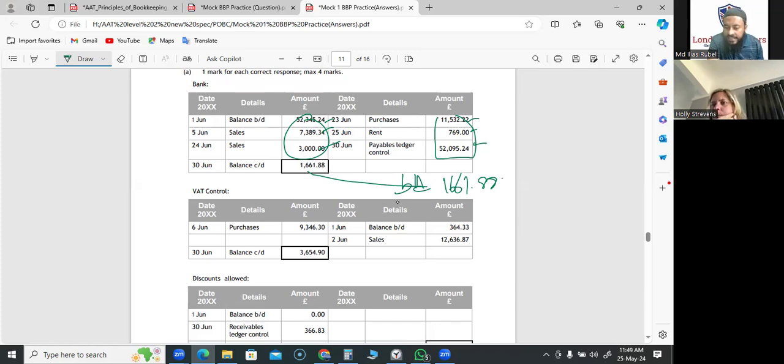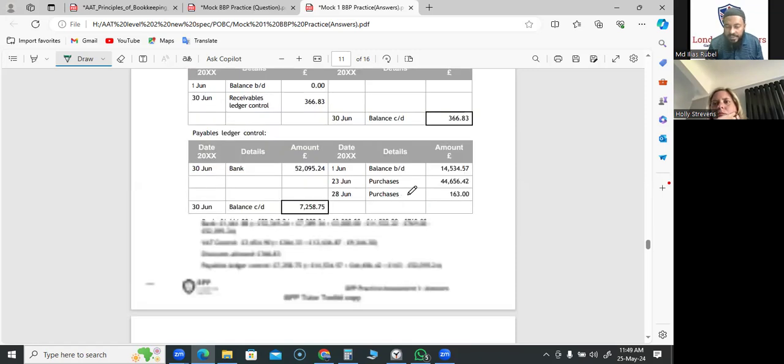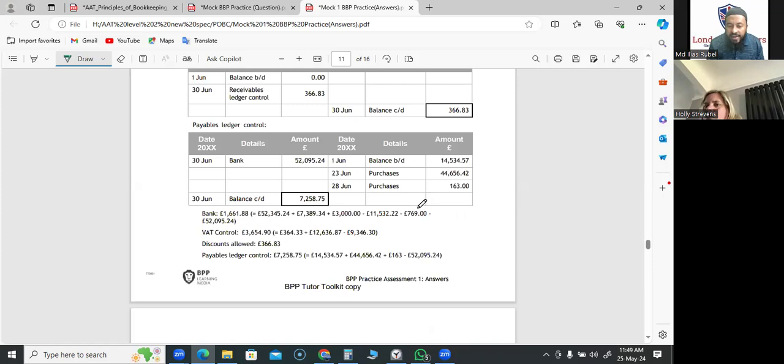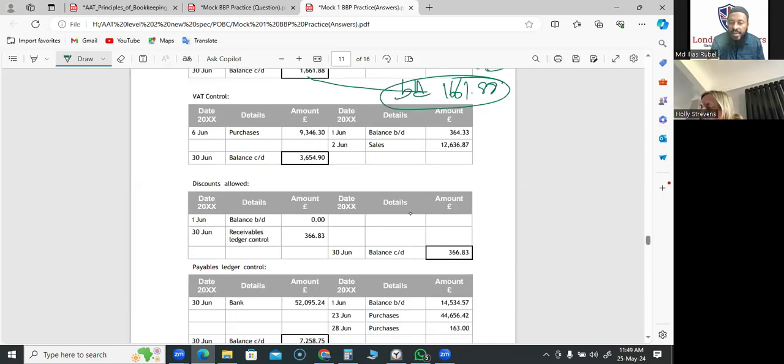It's a liability. It's an OD, overdraft. It goes on the credit side. Yeah, well done. Write it down. And then when you do the VAT control account, there are only a couple of items, 2 items here, 1 item there, minus that, and what's left over is also a credit balance. 3654.90 goes on the credit side.